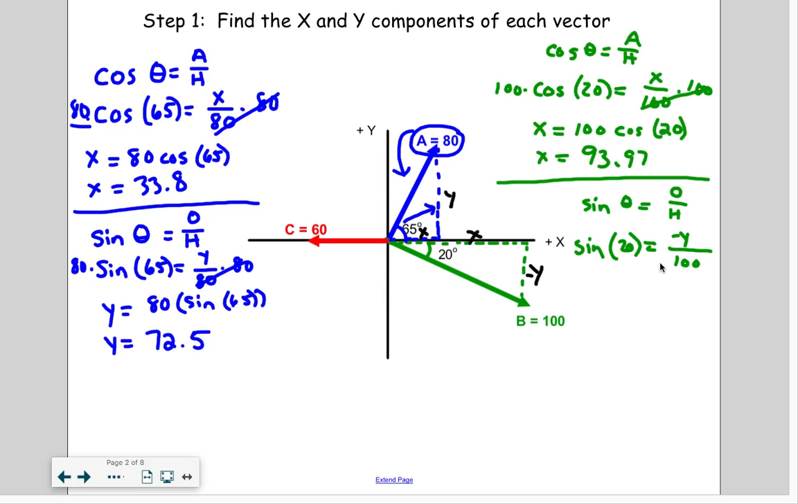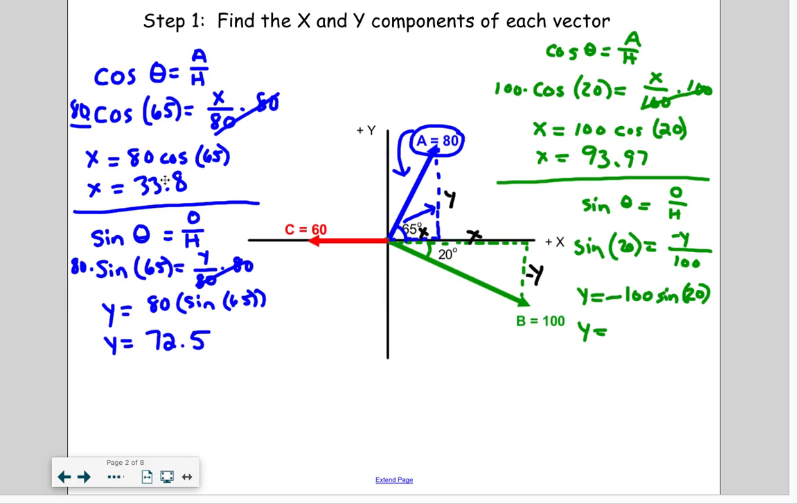So multiplying both sides by 100 again, I'm going to end up with y equals, and putting the negative sign on the other side, I'm going to have 100 sine of 20. Okay, so that's what I would plug in my calculator. I'd have negative 100 sine of 20, and I'm going to store that as D.